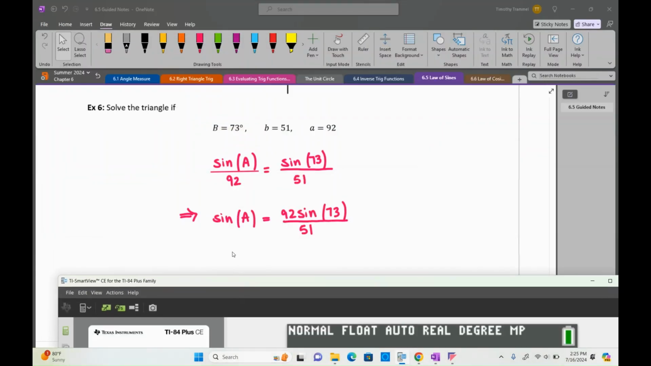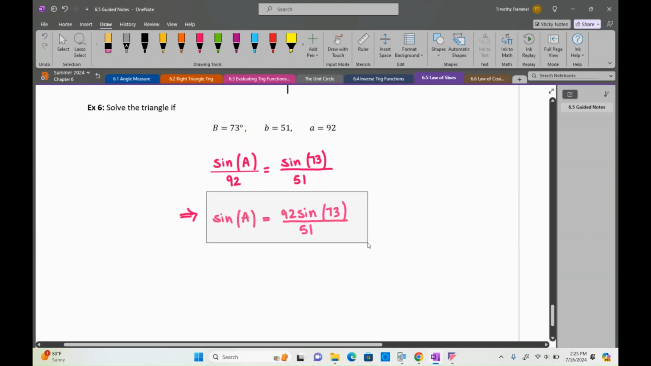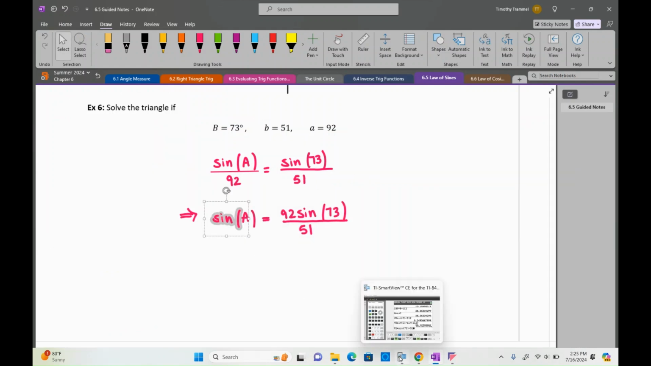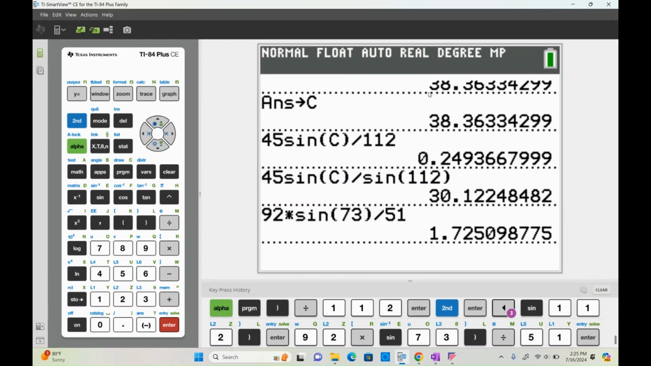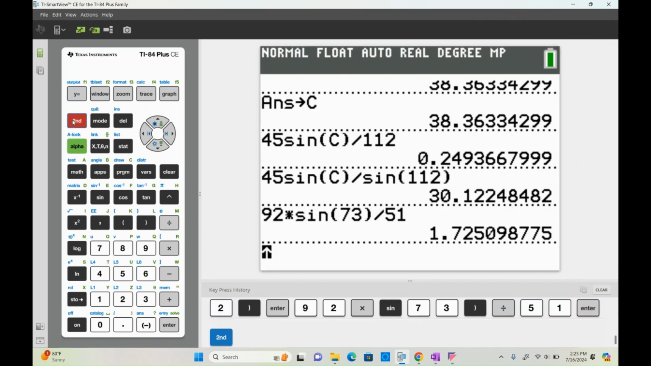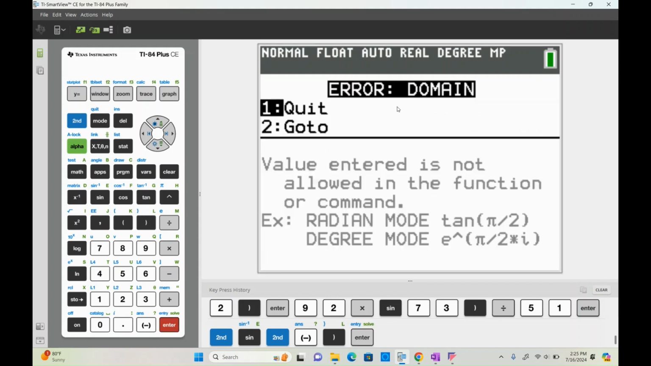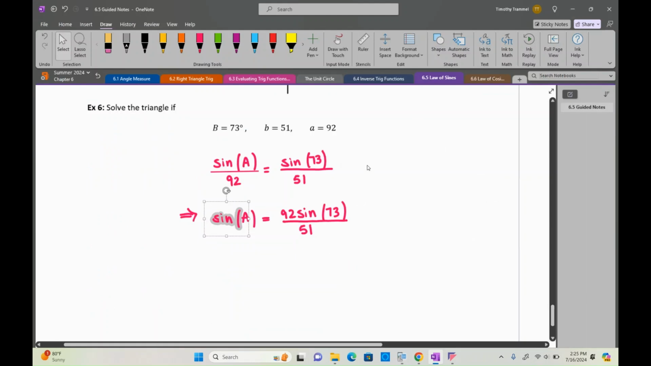Okay. And I'm pointing this out because over here we have sine of A equal to a number. So that number better be between -1 and 1. Okay. So if I hit enter here, you actually see we get something bigger than 1. So this is impossible. Okay. But let's say that you didn't notice that was impossible. Well, you could hit second, sine inverse, and you could plug in that number that we have there into it. And if I hit enter, you actually see we get an error, and it's a domain error. Okay. So the deal is, this is impossible.